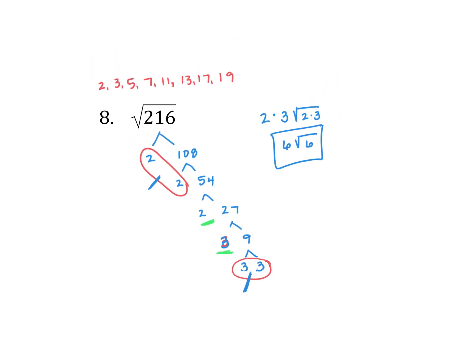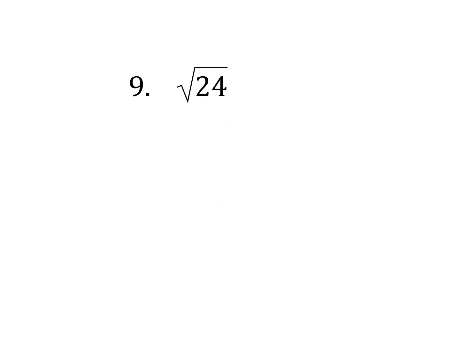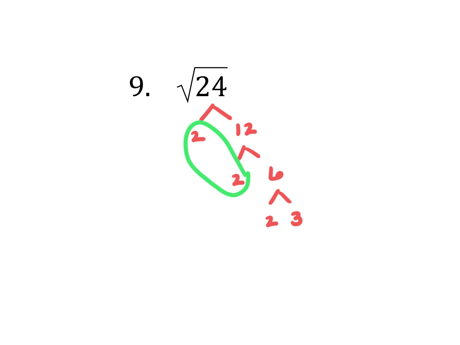Okay, let's try this last one, number 9. 24. 24 is an even number, so I'm going to say 2 and 12. 12 is even, so I'm going to say 2 and 6. 6 is even, so I'm going to say 2 and 3. Now I'm at all prime numbers, so I know I can look for my pairs. I have a pair of 2s right here. And then I have 2 prime numbers that are not pairs, but they are prime, so they have to go under the radical.